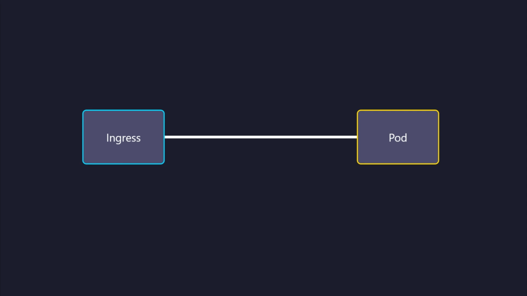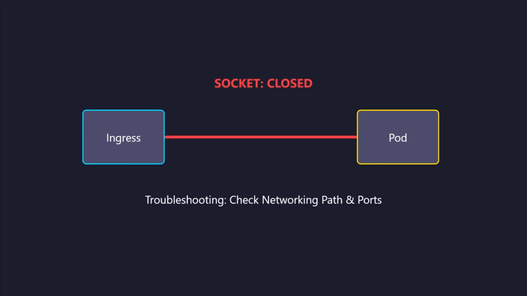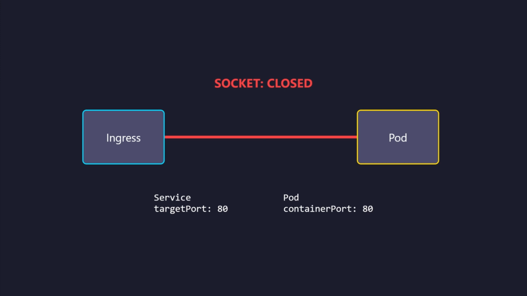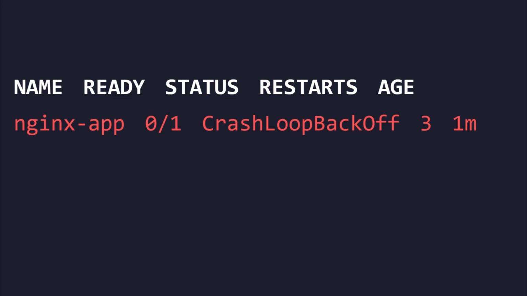When logs show connection refused, the ingress controller cannot even open the socket. This signifies the pod is not listening on the expected port, or the networking path is obstructed by internal cluster rules. Verify the container port matches the service target port definition exactly. Run kubectl get pods to check the status of your workloads.